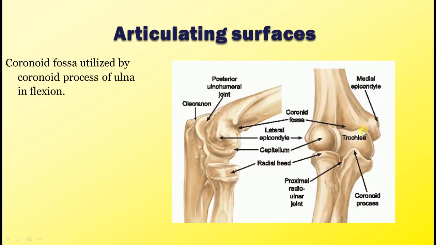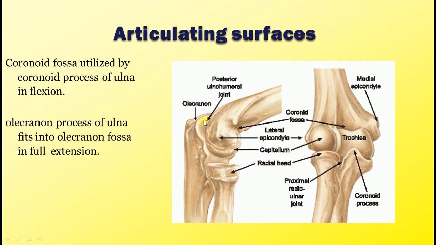The coronoid fossa, you are able to see, will be utilized by the coronoid process in full flexion, and it is also filled with fat, because there is no articular cartilage lining the coronoid fossa. The olecranon process of the ulna fits into the olecranon fossa during full extension.